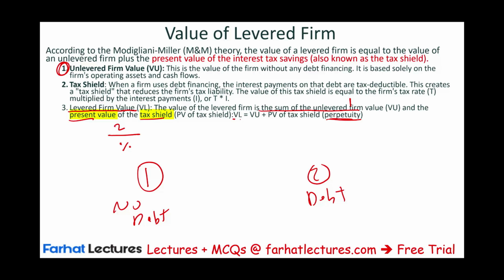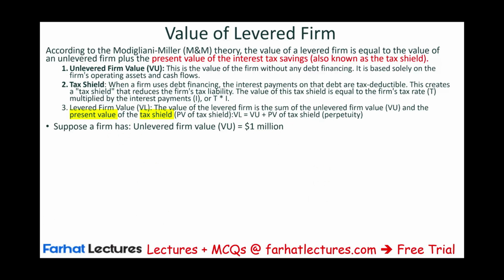Therefore, the formula: VL, the total value of a levered firm, equals one, the unlevered firm value, plus two divided by a discount rate. Two means the tax shield discounted in perpetuity. Well, the best way to illustrate this is to work an example. Suppose a firm has an unlevered firm value of 1 million. So this is number one. Number one is a million.